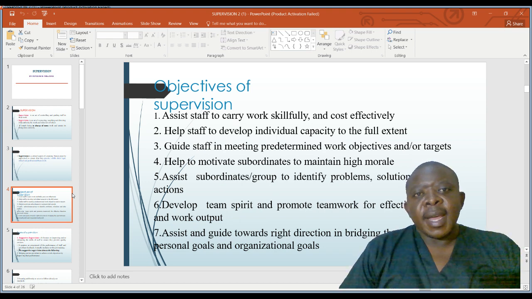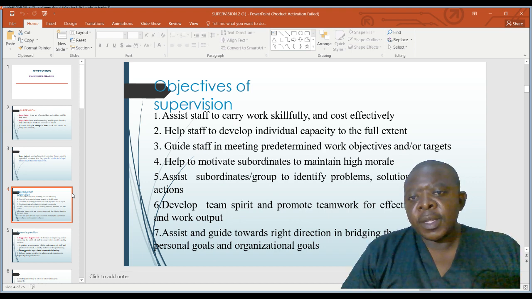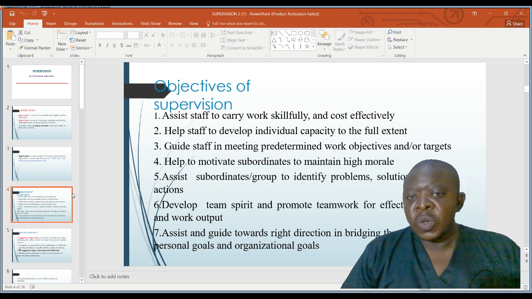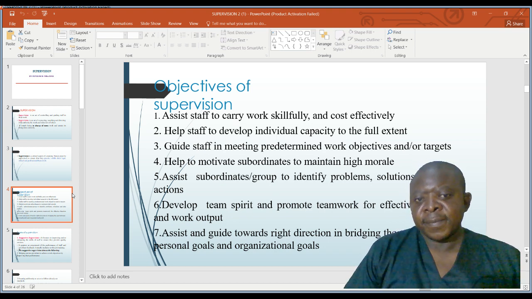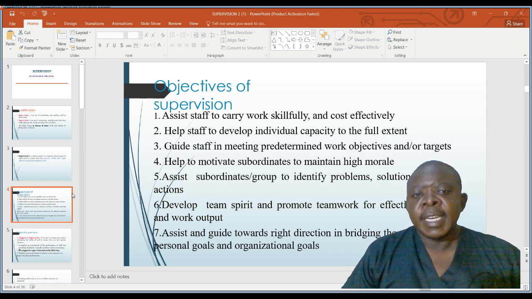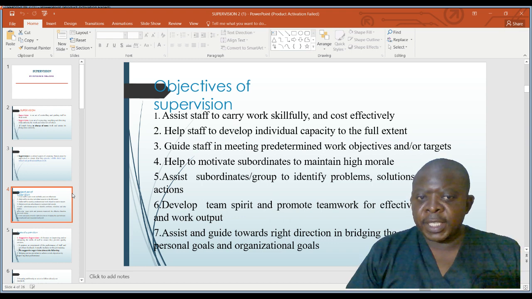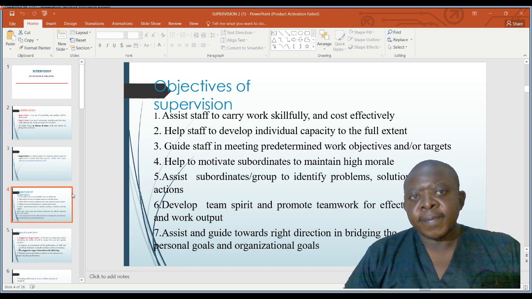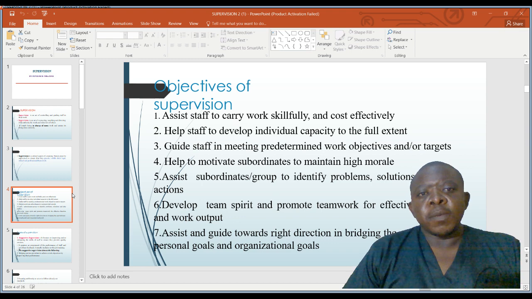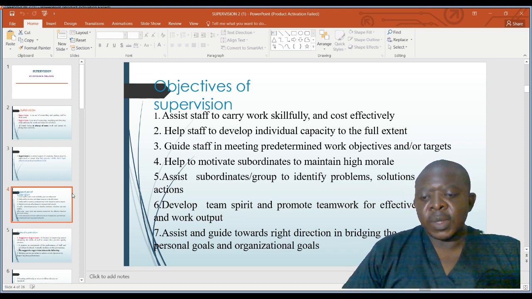Okay, so the other objective of supervision is that it assists subordinates or group to identify problems, solutions, and take action. The sixth objective of supervision is that it helps in developing team spirit and promote teamwork for effective function and work output. The seventh objective is that it helps in assisting and guiding towards the right direction in bridging the gap between personal goals and organization goals.